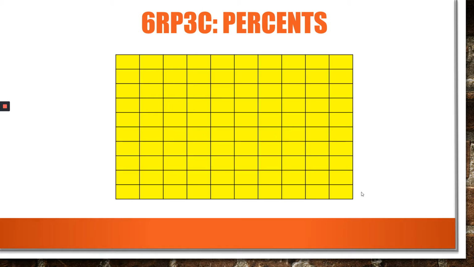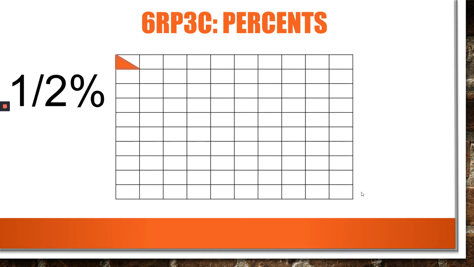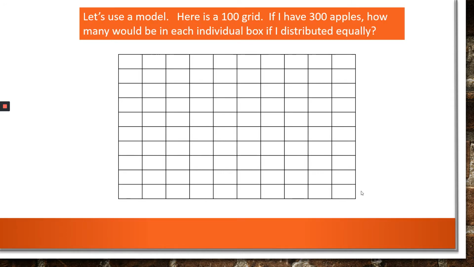Oh my goodness, we have every box shaded. How many boxes is that? 100 out of 100. So this is 100%. That's why 100% means the entire whole. So let's look at this one. It's a little trickier. It is just half a box. Well, half a box is half of a percent. Half of a percent.